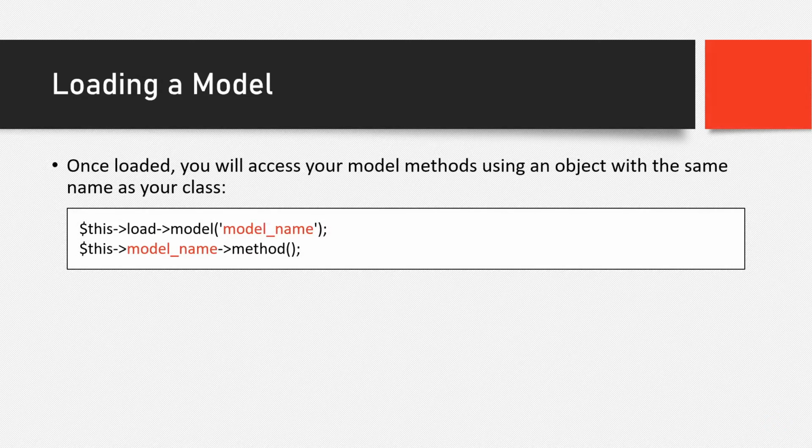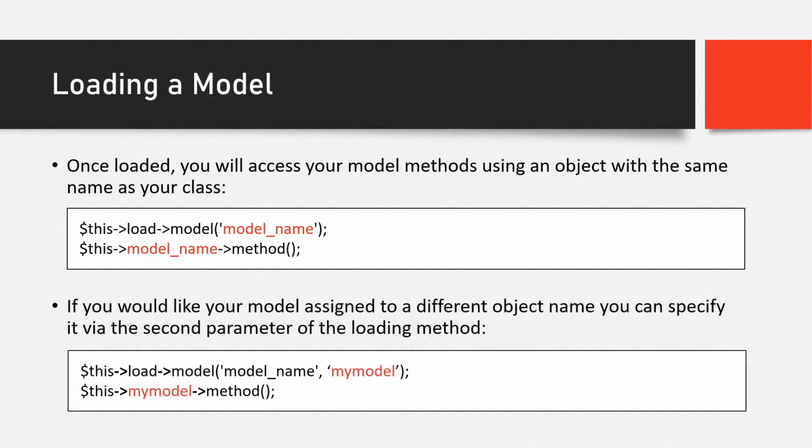Once loaded, you will access your model methods using an object with the same name as your class. So ganito, we try to load the model using the model name. Basically, yung ginagawa dito is we're trying to include yung model natin or yung class file natin. Once that happens, magiging available na yung mga methods niya. So, paano natin tatawagin yung method niya? By this kind of line of code: this model name, then yung method name. Okay?